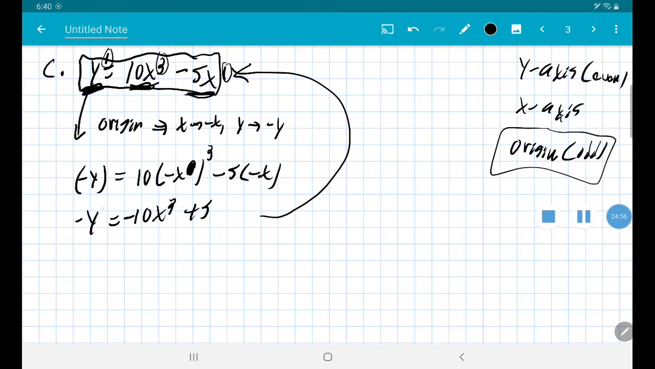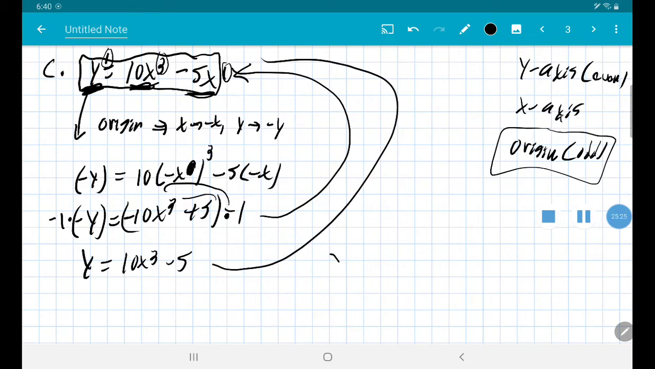So what can I do? Well, I can take this left side and multiply by negative 1, and I can take the right side and multiply it by negative 1. Is it legal to do? Yeah. When you're working with equations, you can do whatever you do to one side so long as you do it to the other. So that turns that into a positive y. Distribute your negative 1, and that's 10x cubed minus 5x. And now, oh yeah, odd function it is. This thing does possess origin symmetry.